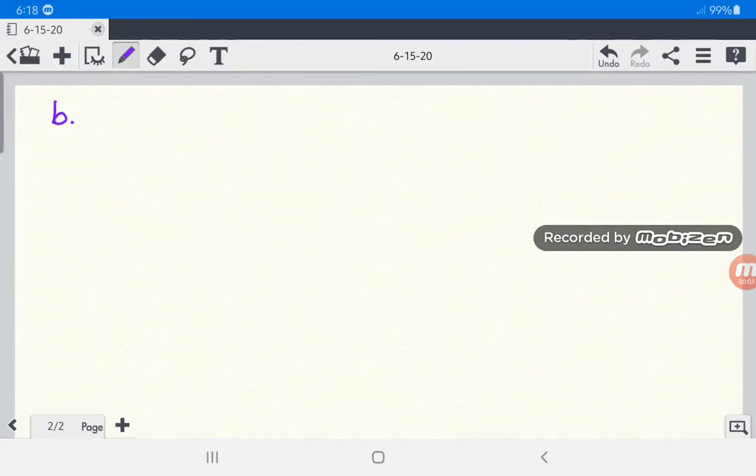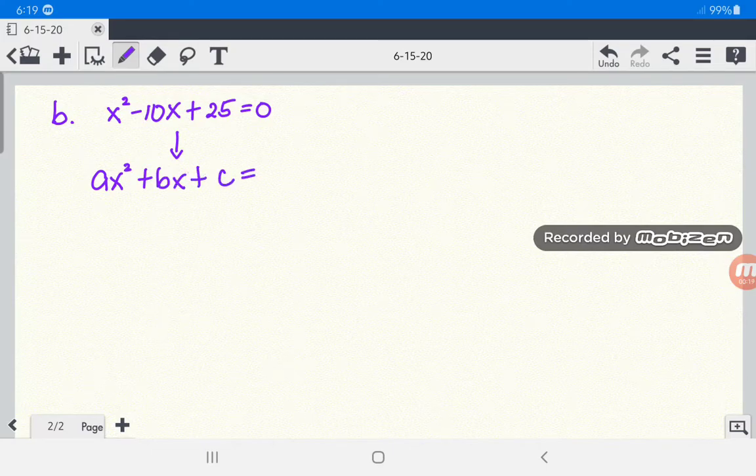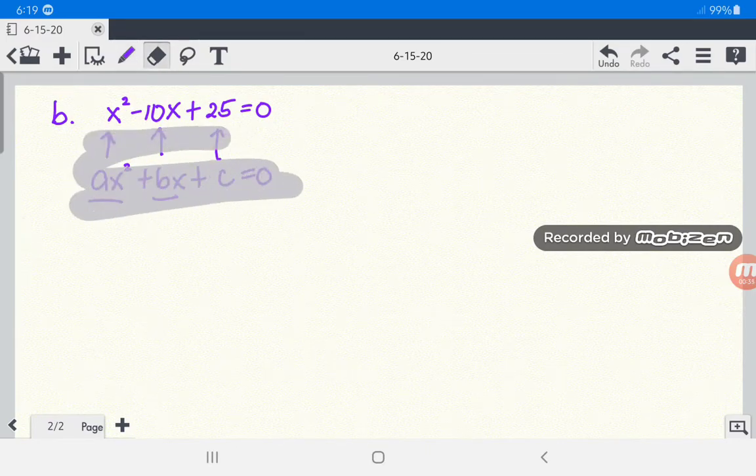Let us have letter B example. Let's say we have x squared minus 10x plus 25 equals 0. So notice that it is already in standard form, ax squared plus bx plus c equals 0. So here, a is the coefficient of x squared, b is negative 10, and c is positive 25.